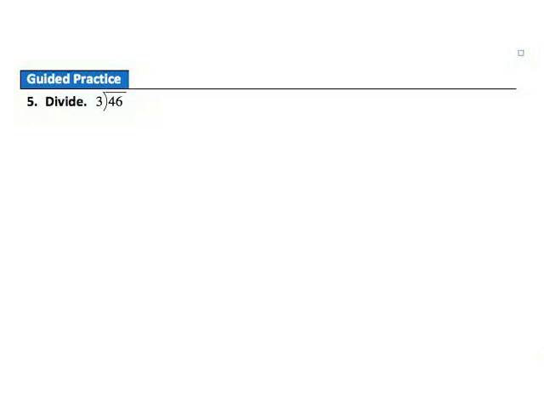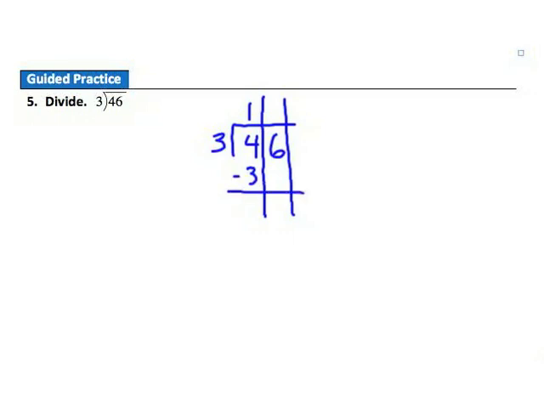Guided practice 5. We're dividing 3 into 46. First thing I'm going to do is draw some lines to keep my work organized. Now I'm going to start the process. 3 goes into 4 one time. Then I multiply 1 times 3, which gives me 3. I write that directly below the 4 because I'm going to subtract that 3 from the 4. 4 minus 3 is 1. Now I'm going to bring down the next digit and start the process over again.